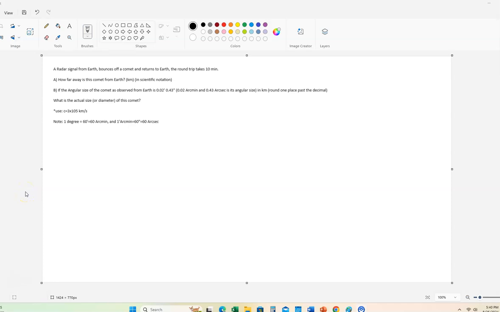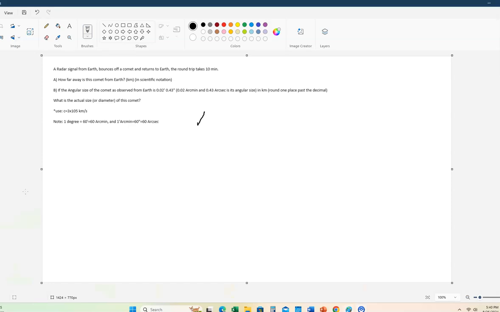All right, here's the first problem from chapter 2. There's two parts to it. In the first part, part A, we know that the speed of light is equal to the distance divided by time. Any velocity is distance divided by time. The speed of light is a very special velocity.